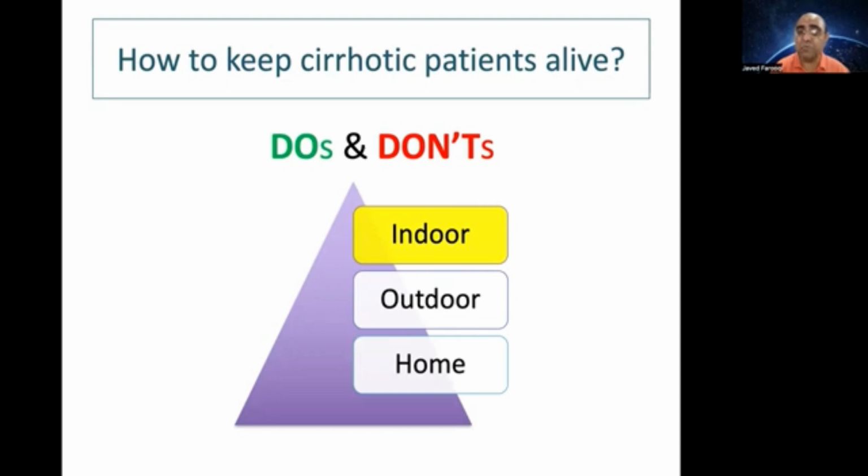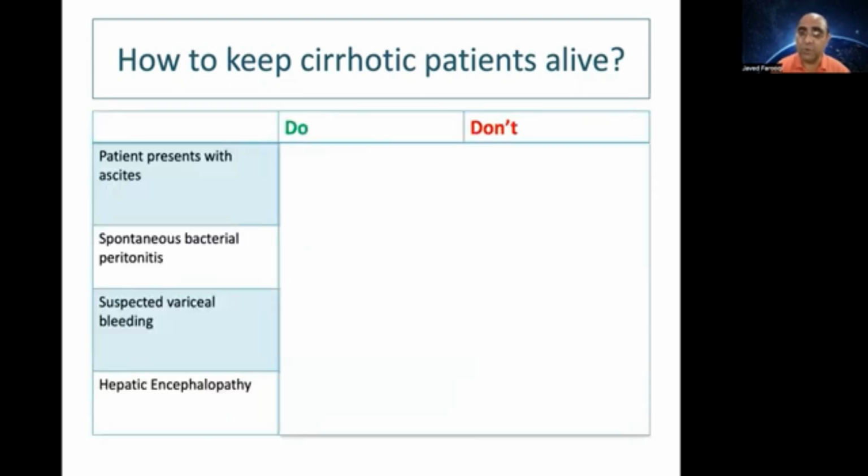Now I'll share with you what should be the do's and don'ts of these patients to try to keep the cirrhotic patients alive. And I have divided these into 3 ways: in the indoor, in the outdoor, and in the home. If you admit a patient in the indoor, then please don't ignore these 4 aspects. If a patient is presented with ascites, if your patient has developed spontaneous bacterial peritonitis and you admitted the patient for that, if you admitted the patient with suspected variceal bleeding, or if you admitted the patient with hepatic encephalopathy, these are the 4 complications for which we admit a patient.